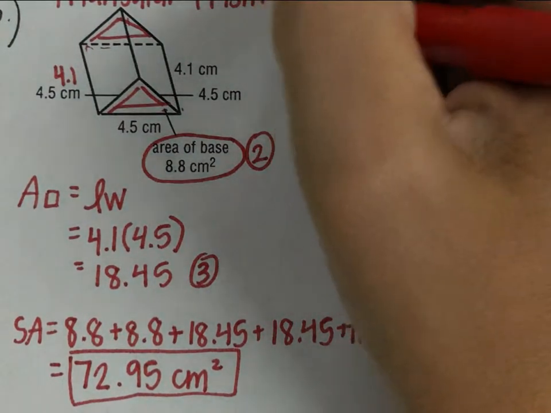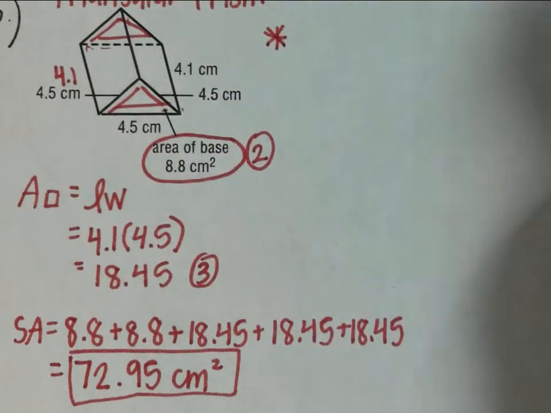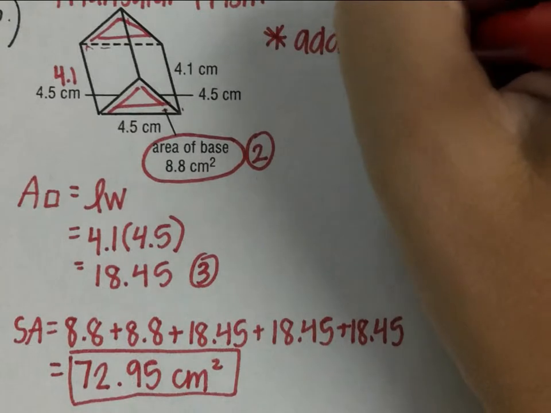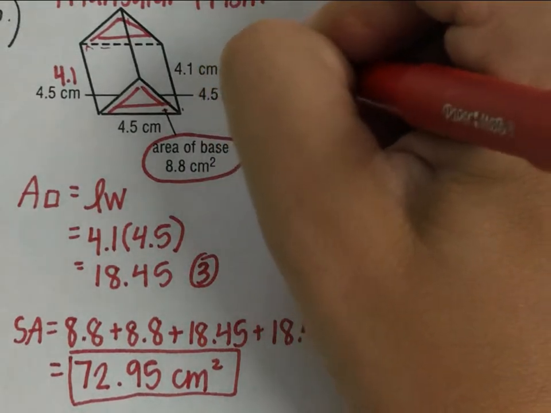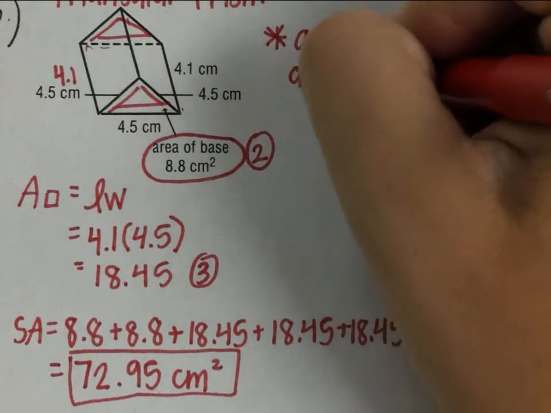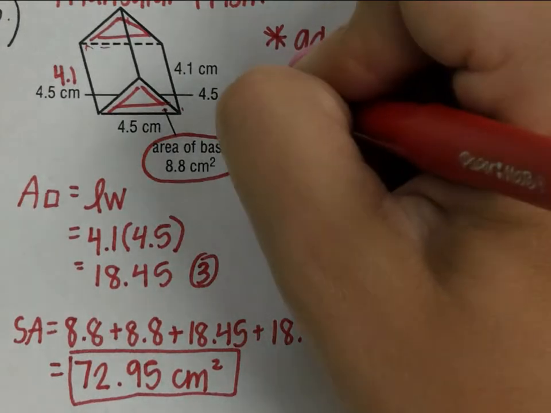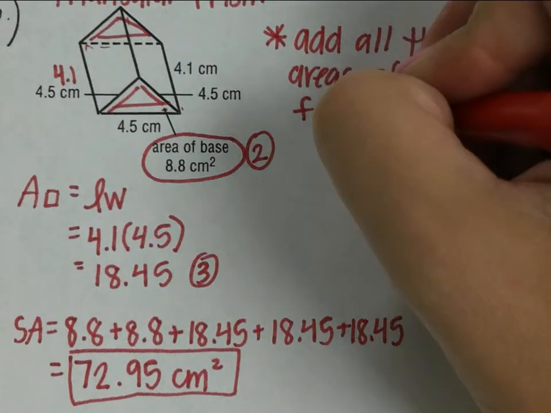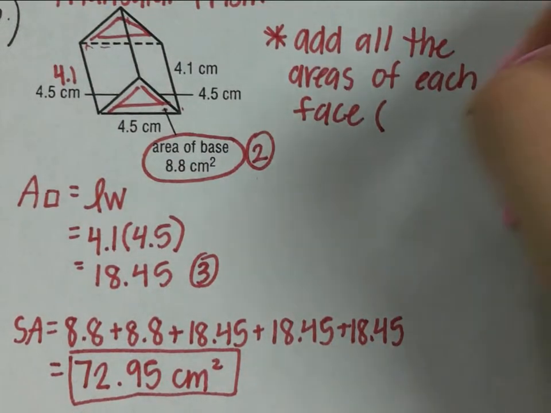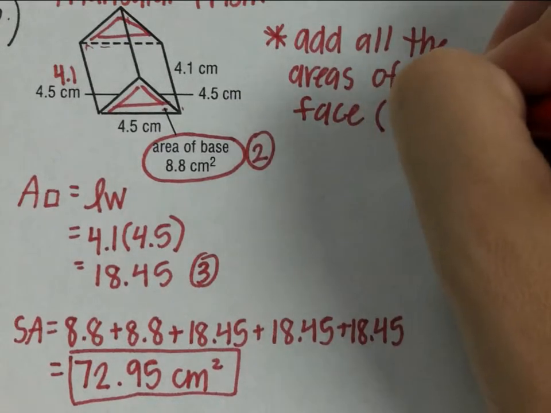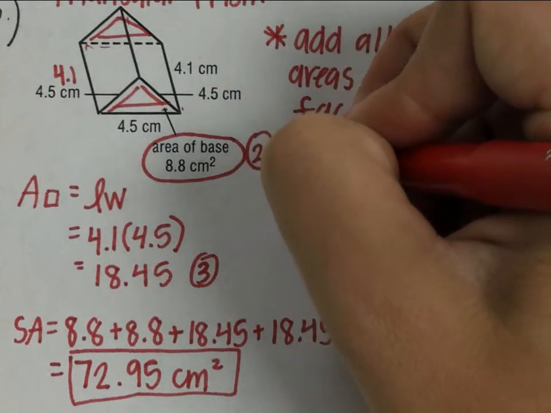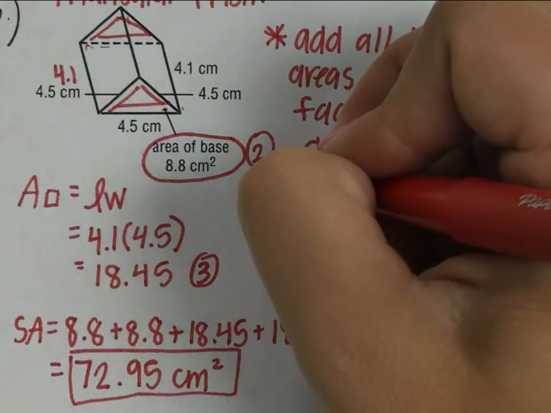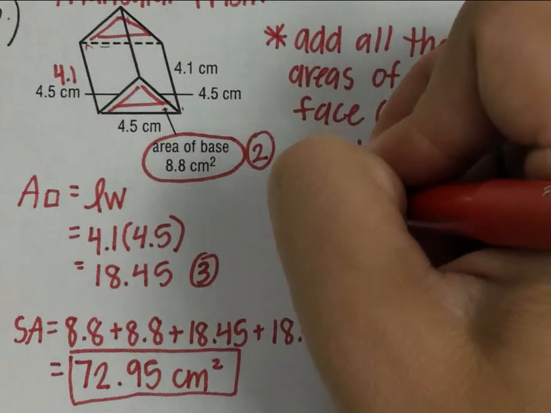Okay, so over here to the side, I want all of you to write: add all the areas of each face. So add all the areas of each face. And then in parentheses, that means that you should have 5 of them. So there should be 5 numbers you're adding together. Or maybe we should say 5 faces.